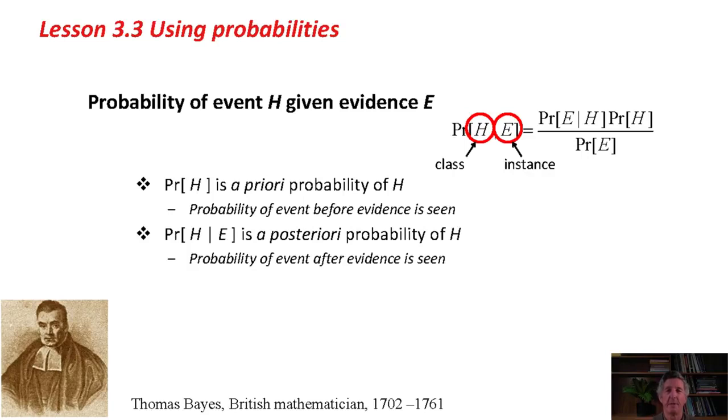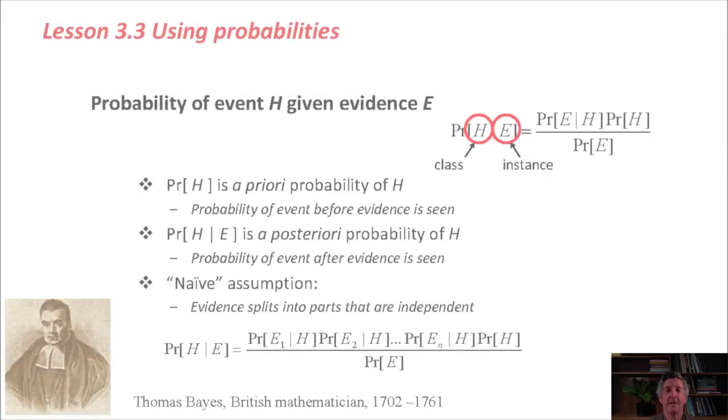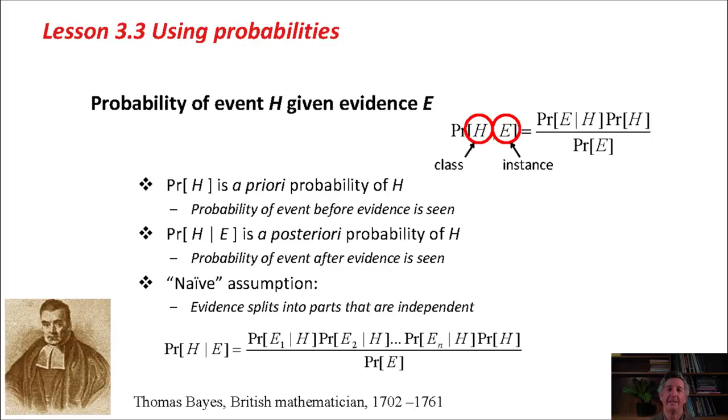And what this equation says is how to update that probability, P of H, when you see some evidence, to get what's called the a posteriori probability of H. That means afterwards, after the evidence. And the evidence in our case is the attribute values of an unknown instance. That's E. So that's Bayes' theorem.